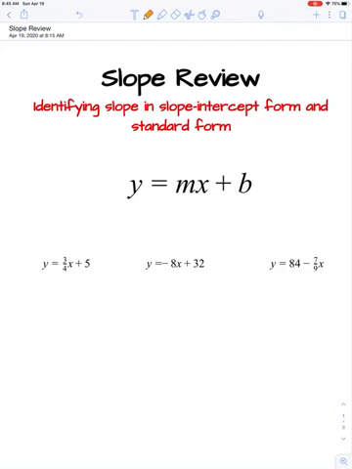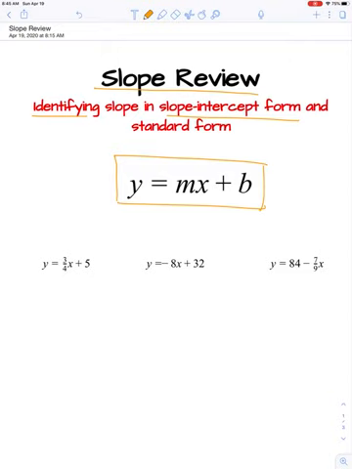Alright, today we're going to do a slope review. The first we're going to look at is identifying slope in the slope-intercept form. This is your slope-intercept form, y equals mx plus b. Most of us can remember this form, but I think we forget what everything stands for every once in a while. The x and the y in here, so here and here, these are the points that are on the graph.